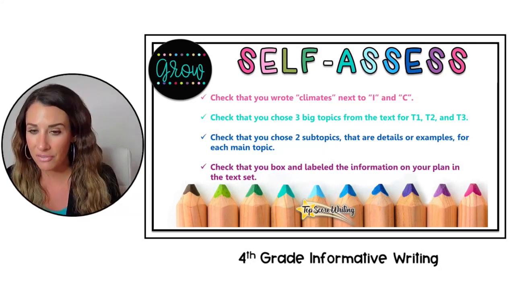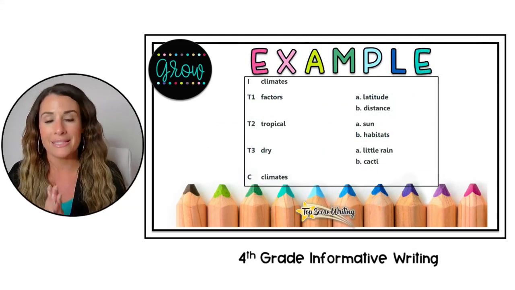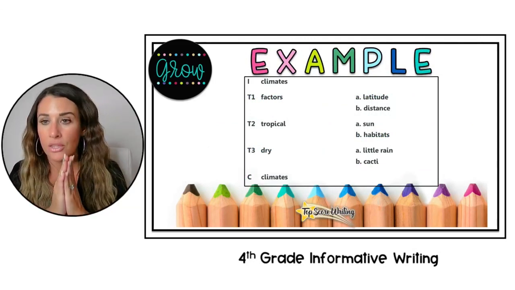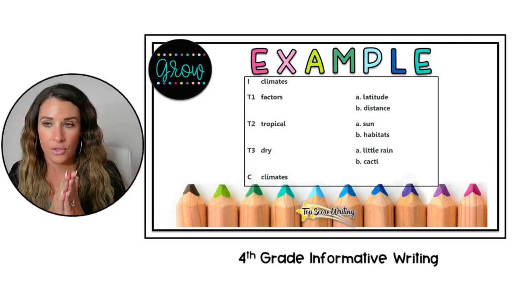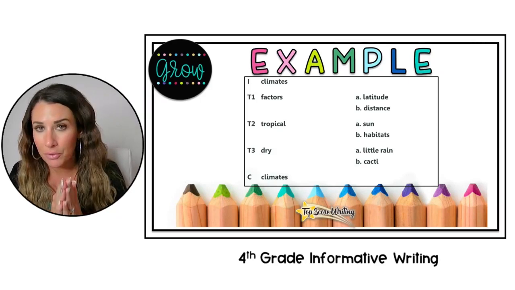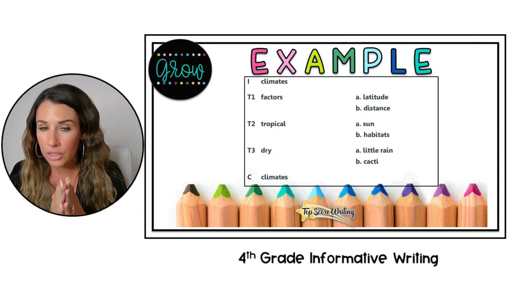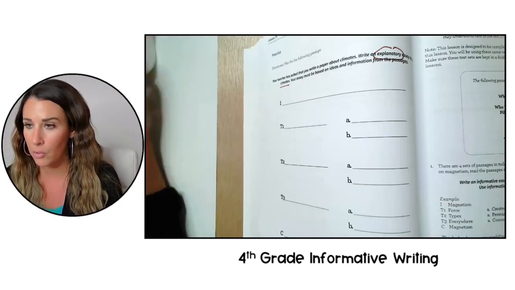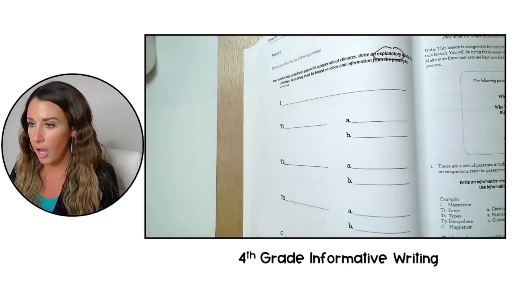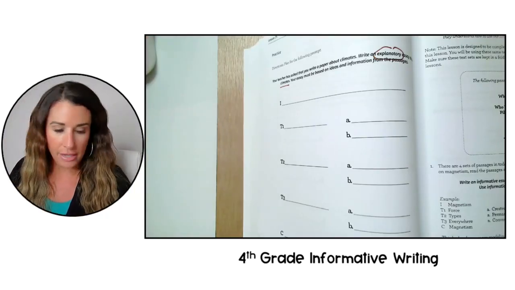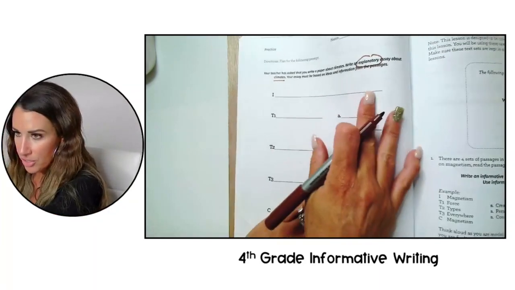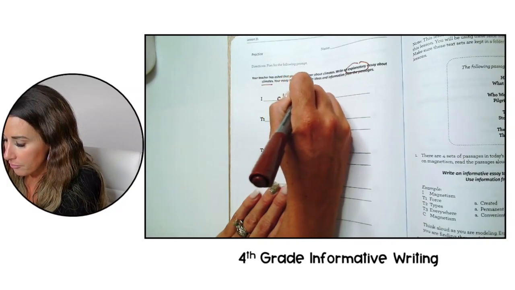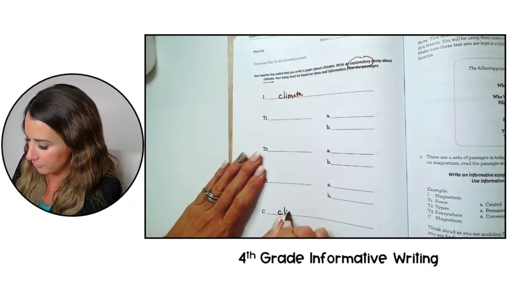Okay, now that you have self-assessed, I want to go over an example answer. Now, we may have all found different topics, so this is not the only right answer, okay? This is an example of a planning that you could have done for the climate. So I want to talk about this, and I'm going to switch the document camera real quick. So remember that you want to make sure first that you have the word climate on I and C.